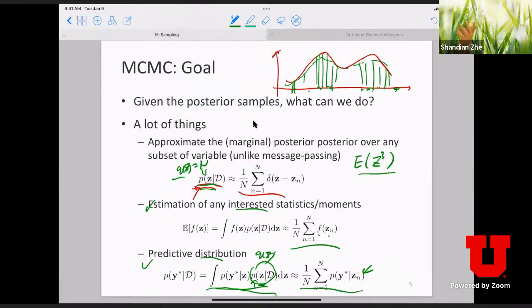But basically, this is just what we have done many times to estimate something. So just like tossing a coin, I want to look at what's the chance that your coin comes up heads. You just do the average.